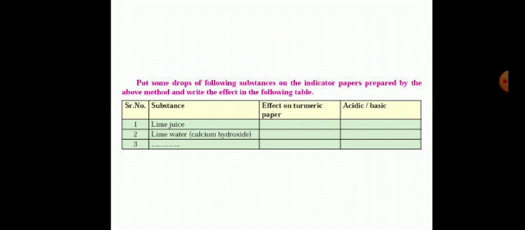Here is the chart which shows effect of turmeric paper on lime juice as well as on lime water. Lime juice contains citric acid. So what will be the color of lime juice on turmeric paper?